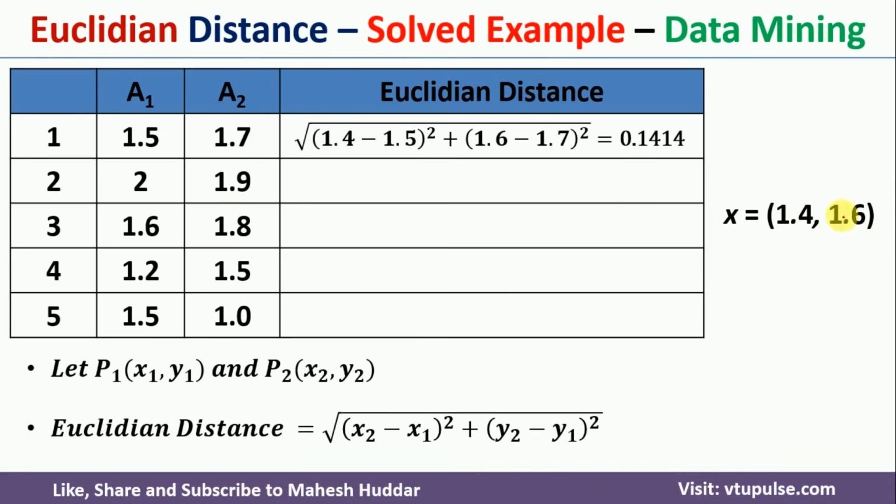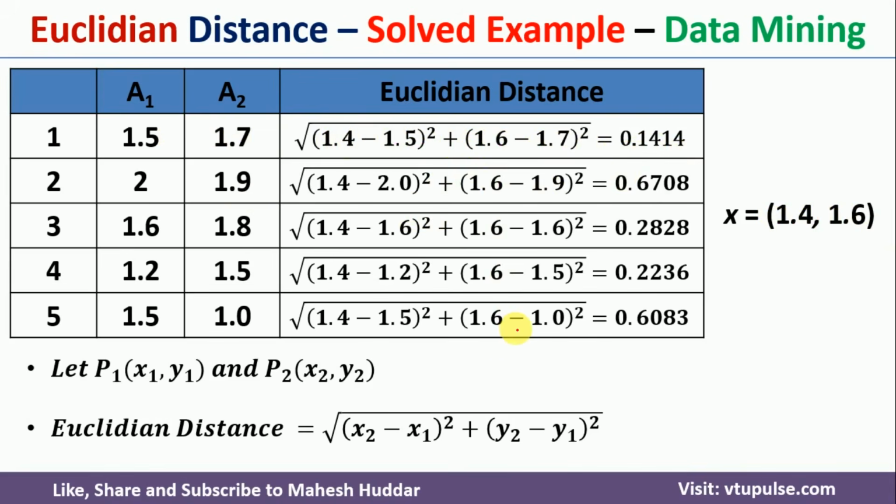Now if you put those values in this equation, as I said earlier, (1.4 minus 1.5) squared plus (1.6 minus 1.7) squared, you will get this one. Similarly, you will find all the distances, that is the distance between this new data point and these 5 points.